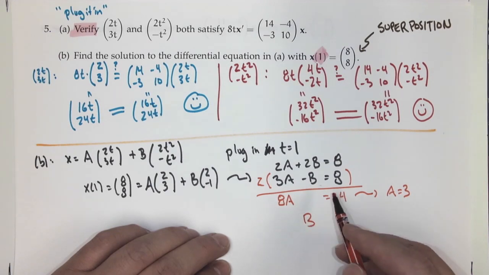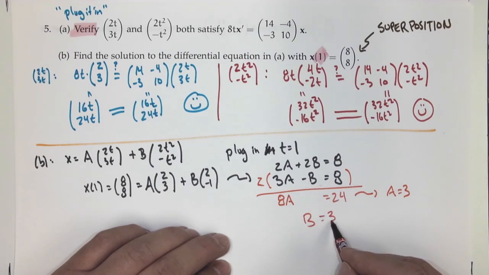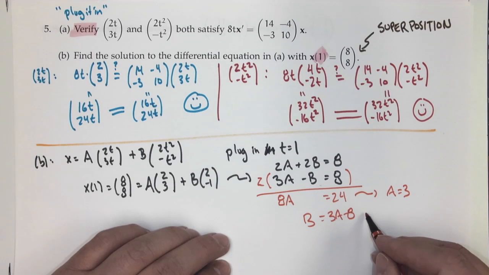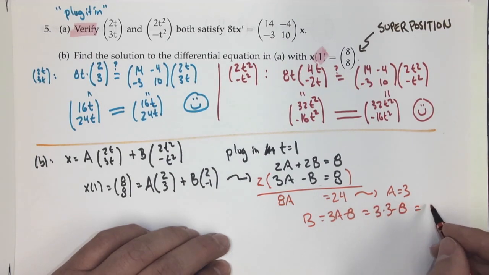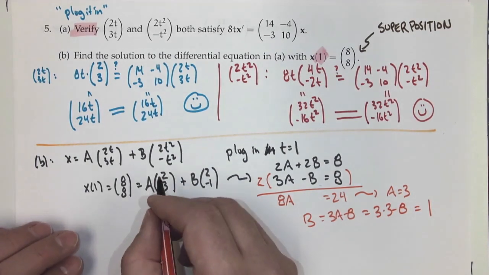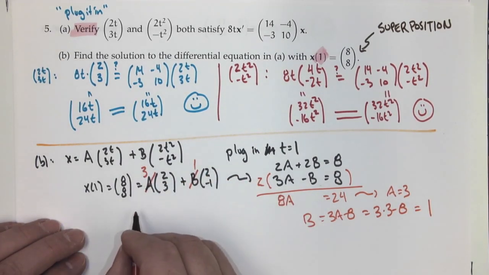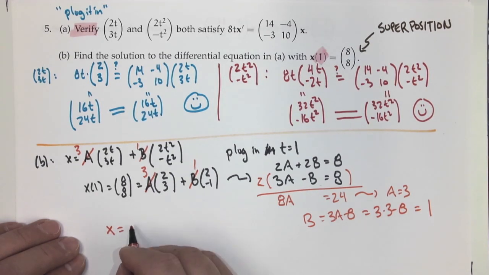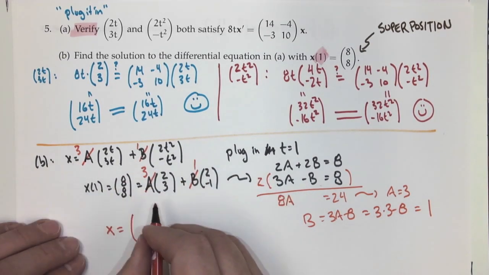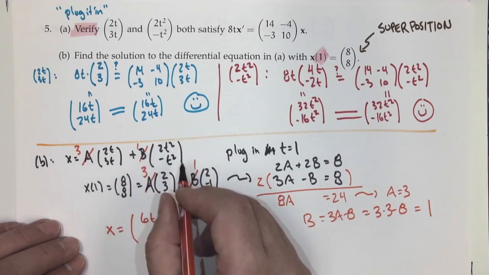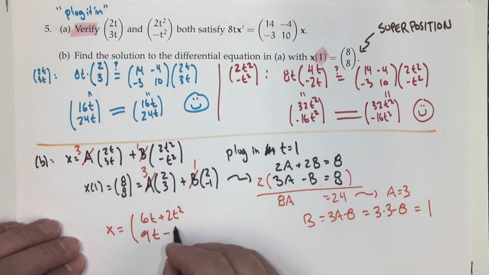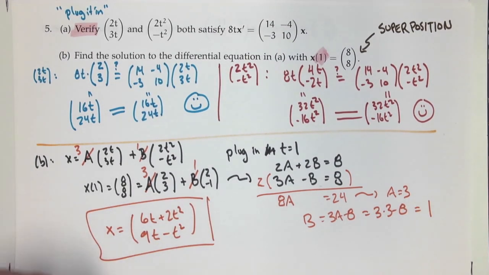On the other hand, we can see here that b is going to be equal to 3a minus 8, because I can take the second equation and just move the b and move the 8. So that becomes 3 times 3 minus 8, which is 1. So a is 3, b is 1. So our final answer would be x equals, and we'll just mush it all together: 3 times 2t makes 6t, plus 1 times 2t squared; 3 times 3t makes 9t, and subtract t squared. And we're done. Fun problem.